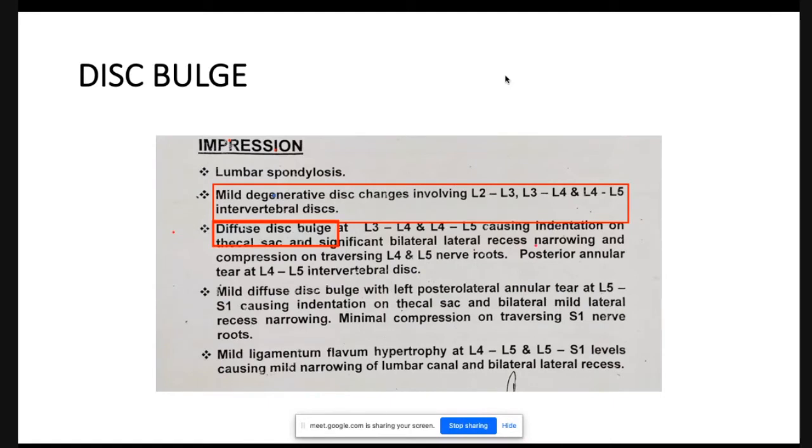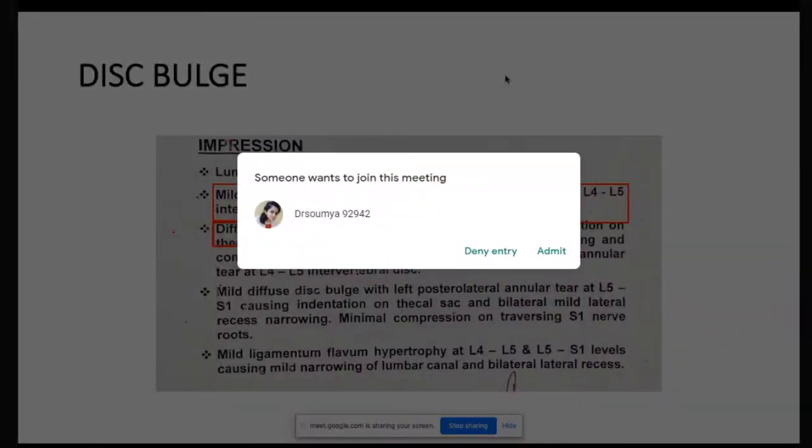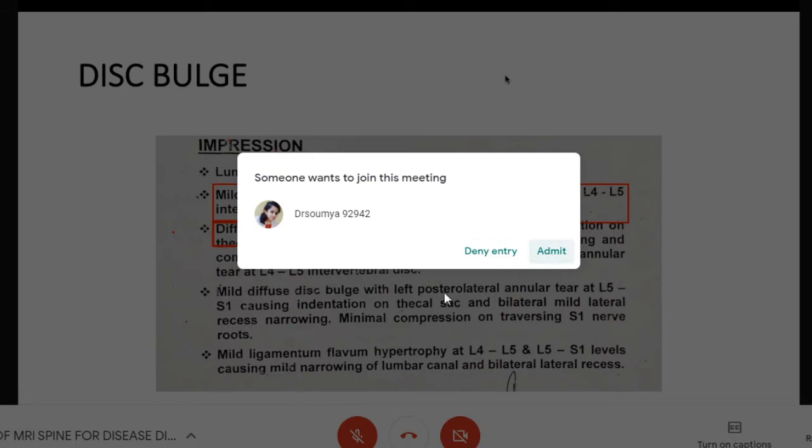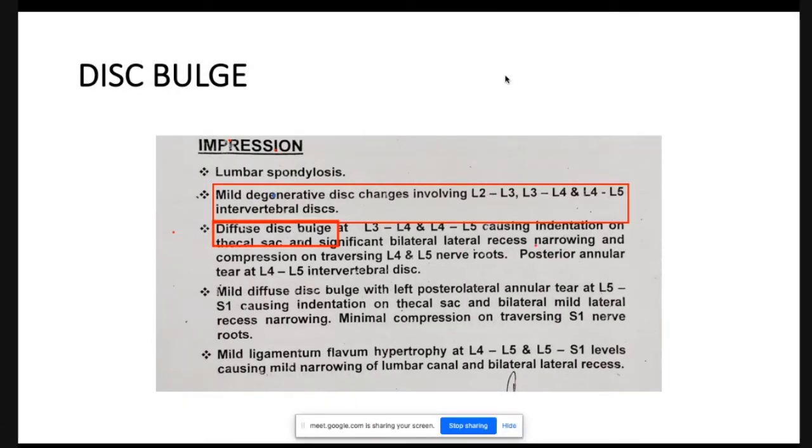I have not marked the first point, that's lumbar spondylosis. We can discuss it later. It is a case of degenerative changes. In the second point, mild degenerative disc changes involving the L2, L3, L3, L4, L4, L5 intervertebral discs. This is why they list the vertebral names: they are mentioning that the degenerative disc changes are happening in the intervertebral discs between L2 and L3, between L3 and L4, and between L4 and L5. That is why in the report you'll get all the names of the vertebrae.